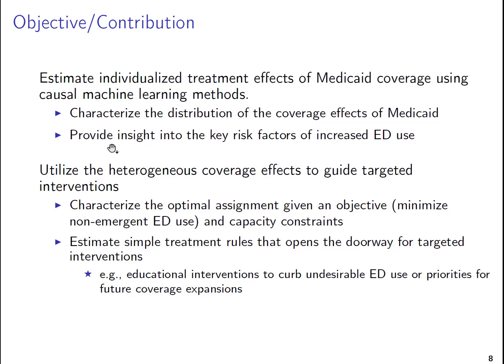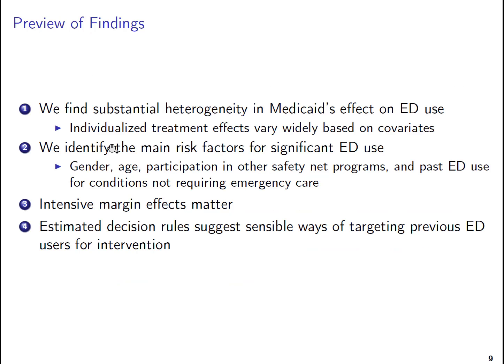So we'll talk a little bit about how to think of estimating simple decision rules about who to assign to treatment, etc., and whether those decision rules might open the door for more targeted interventions in Medicaid. So that's sort of the roadmap. Preview of the findings. Well, we find substantial heterogeneity. This is very meaningful. The individual treatment effects vary a lot based on covariates.